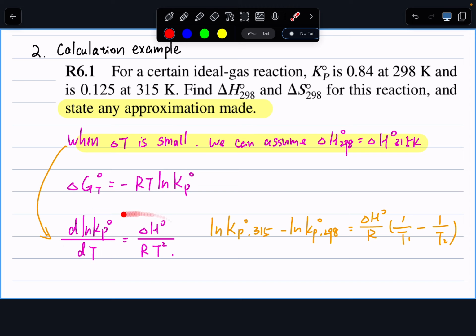So now we have the Van 't Hoff equation. How can I solve this Van 't Hoff equation? And then it becomes obvious. Okay, I need to know how my delta H naught changes with respect to temperature. And then you can say, okay, my delta T is small, so we can assume delta H is not changing, and then you have everything you need to solve this problem. All right, so that's the logic in my mind when I see this kind of question.